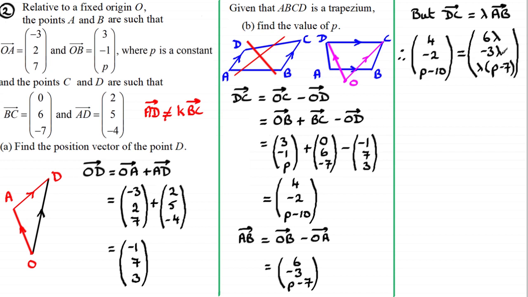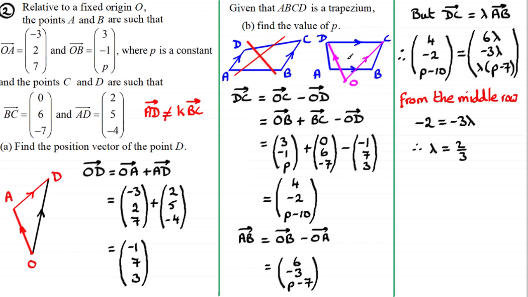I'm going to go for the middle one. It looks the easiest to work out what lambda is. Minus 2 equals minus 3 lambda. That's up to you. If you looked at the top row, 4 equals 6 lambda, you're still going to end up with the same value for lambda. I'm choosing the middle row. Minus 2 equals minus 3 lambda, and if you rearrange that, lambda equals 2/3. So DC is 2/3 the length of AB.